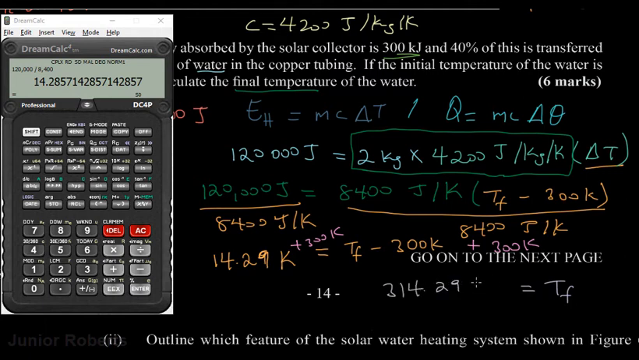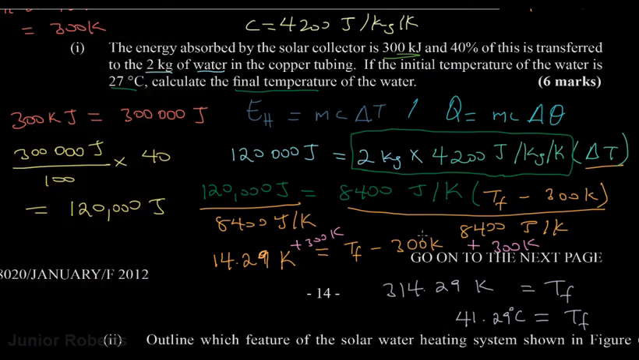314.29 Kelvin, right? Or we can convert back to Celsius, right, by simply subtracting 273. So if we say 314.29 minus 273, right, we get 41.29 degrees Celsius, right, and that's our final temperature. All right, now let's continue.